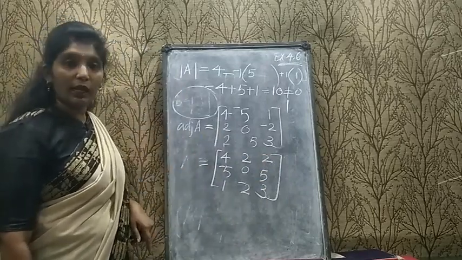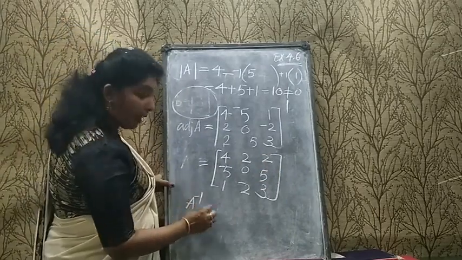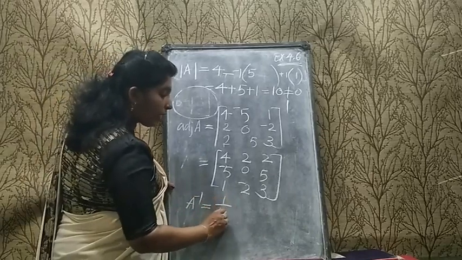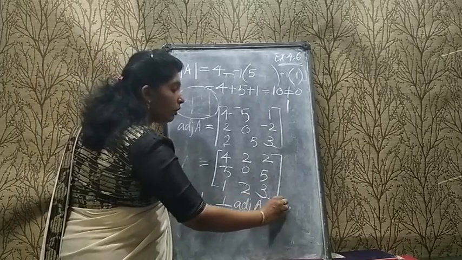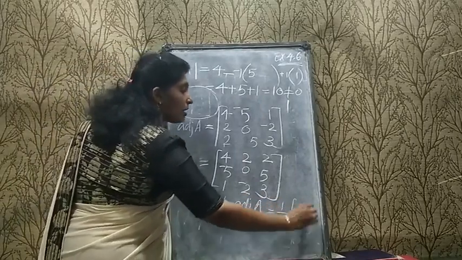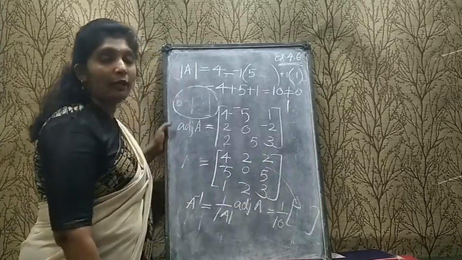So you can find out the A inverse. How will you find it? A inverse is equal to 1 by determinant of A into adjoint of A. That is equal to 1 by 10 into this matrix. Whatever matrix we got here, that you have to write. So that is A inverse.